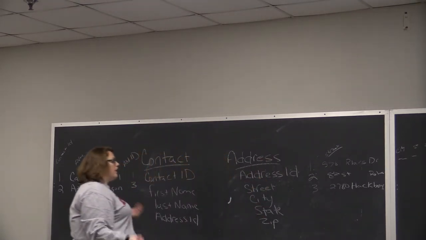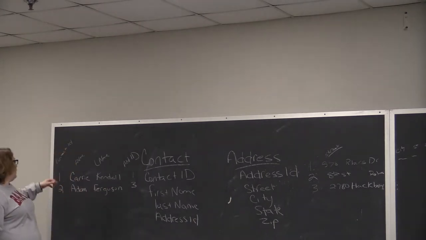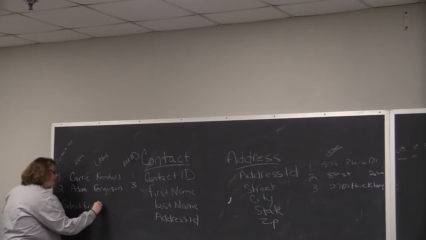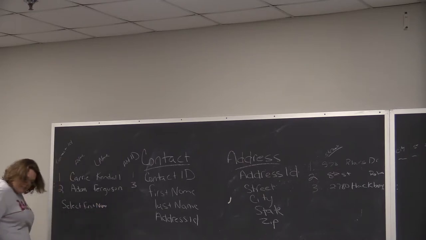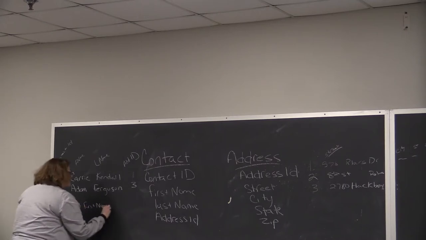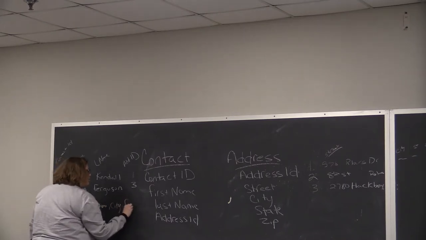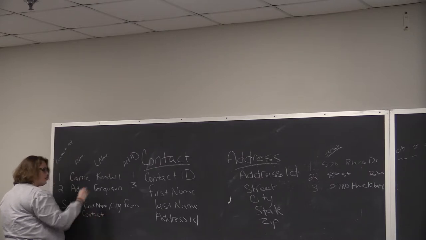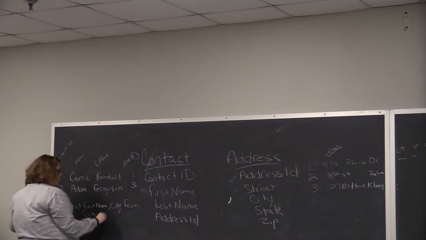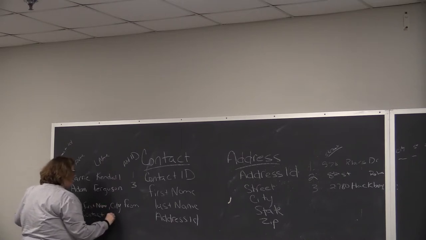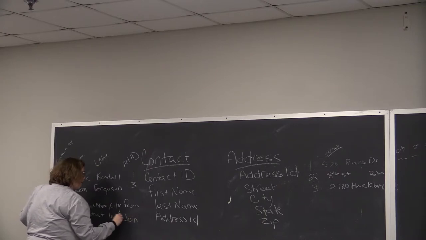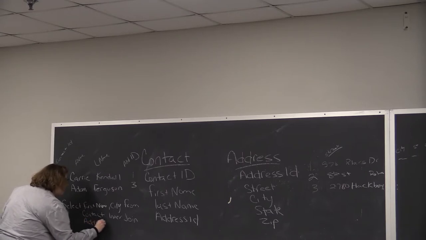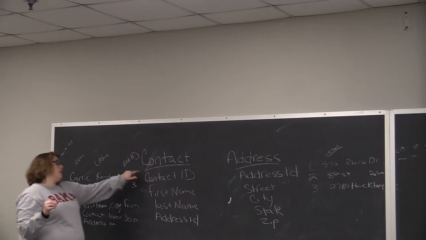Okay, so what this does is if you say, we'll write our select name. Select first name, and there's these little nubs, city, from, and we're going to select from contact, right? Because contact's where we're getting first name from. And then we're also going to say inner join address on, and now we picked a contact.